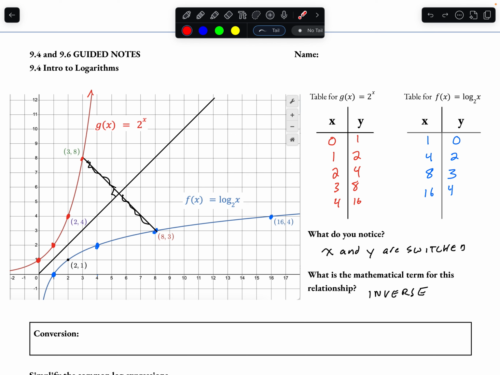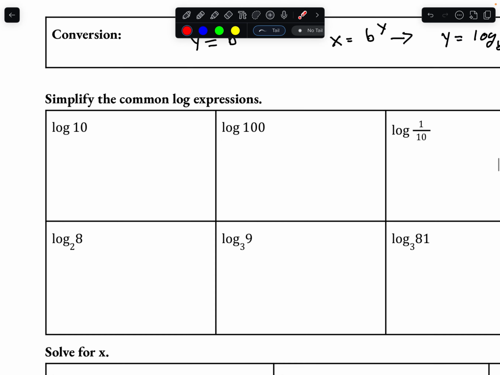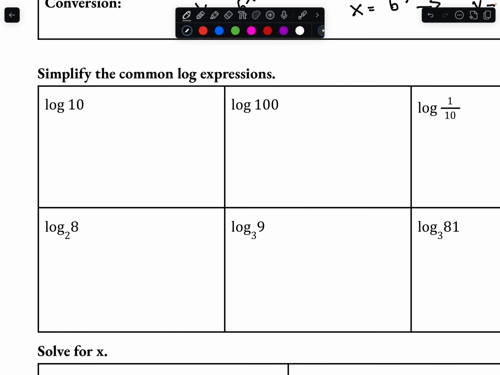Now, if we're going to convert, if I've got a function like y equals b raised to the x, I can convert this. I'm going to switch my x and y and convert to this function right here. So y equals log base b of x is an equivalent form of y equals b to the x, all right? So now let's take a look at how to represent some of these things.